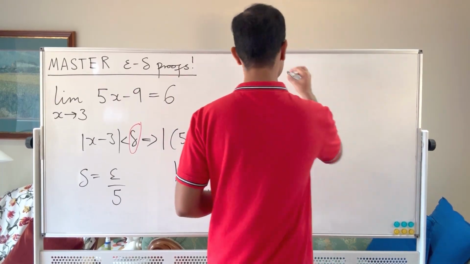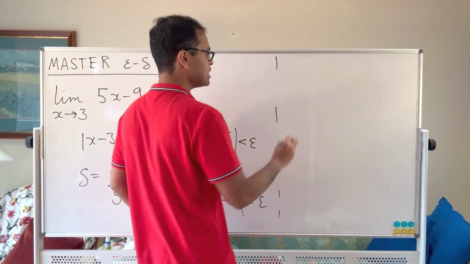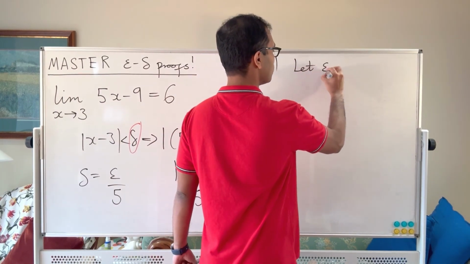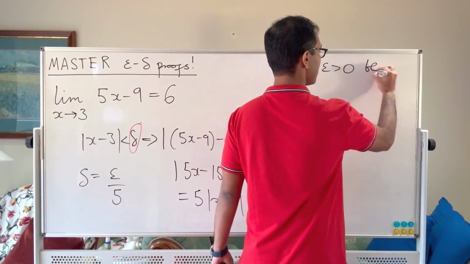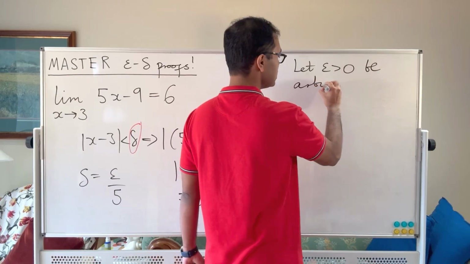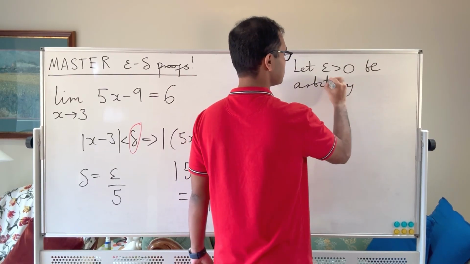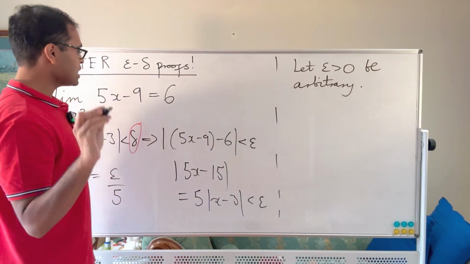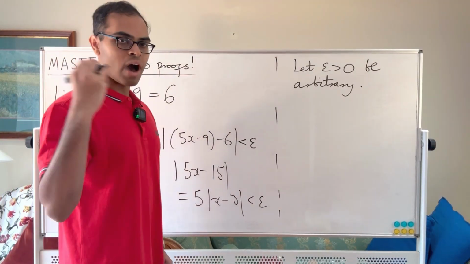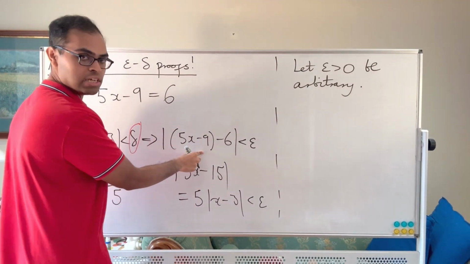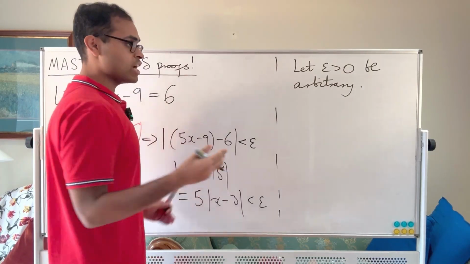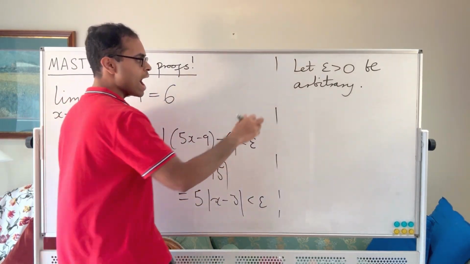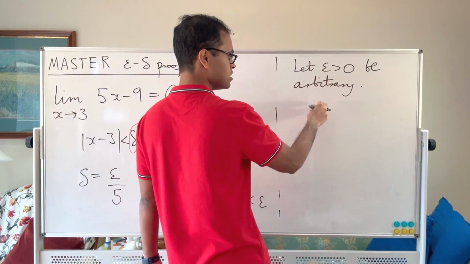And the rigorous proof looks as follows. We simply say, let epsilon greater than 0 be arbitrary, okay? So I'm going to be very precise. You can actually use this as a blueprint for all of these proofs. Let epsilon greater than 0 be arbitrary. That's the degree of closeness. That's saying how close do I want this quantity? How close do I want 5x minus 9 to be to 6, okay? And that's my epsilon. So the epsilon greater than 0 will be arbitrary.